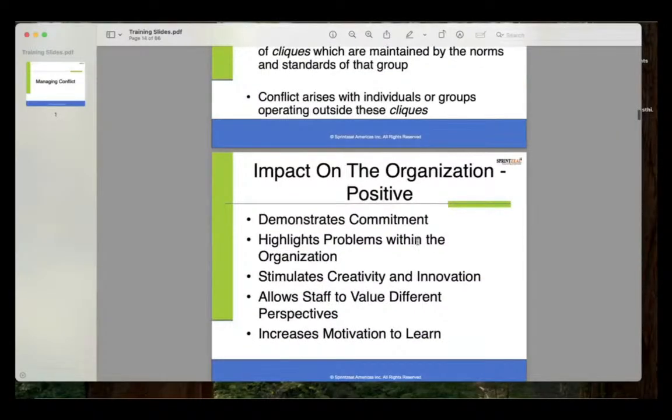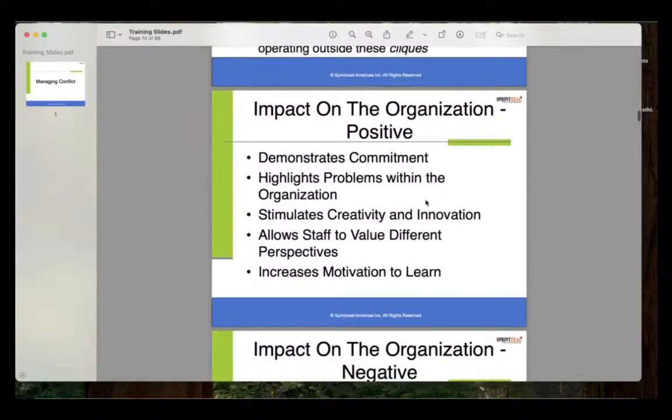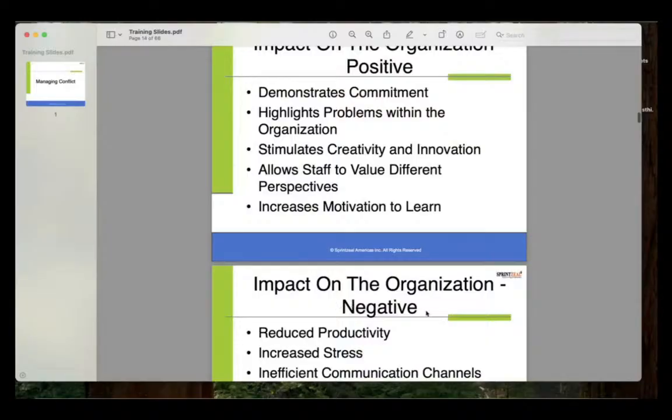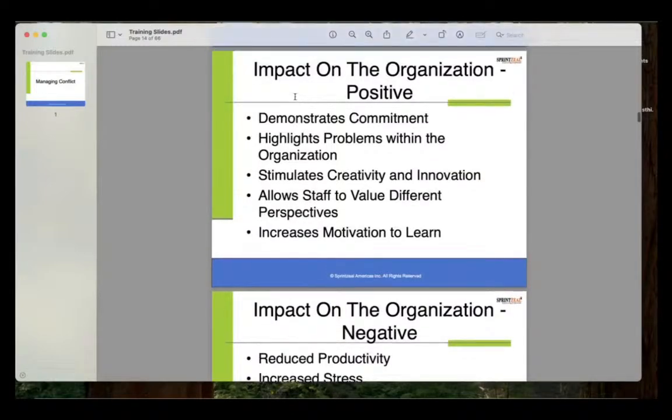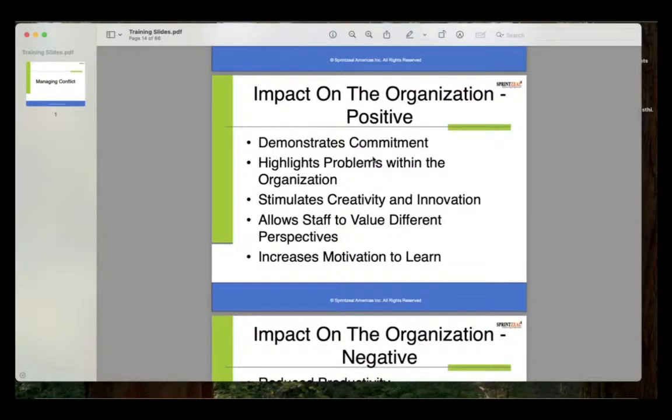Okay, then we will see the impact on the organization. There are two types of impact mostly, the positive impact and the negative impact. What happens in positive impact? These are some points to be noted and understood. If there is any positive impact, it demonstrates commitment. Then it highlights problems within the organization.